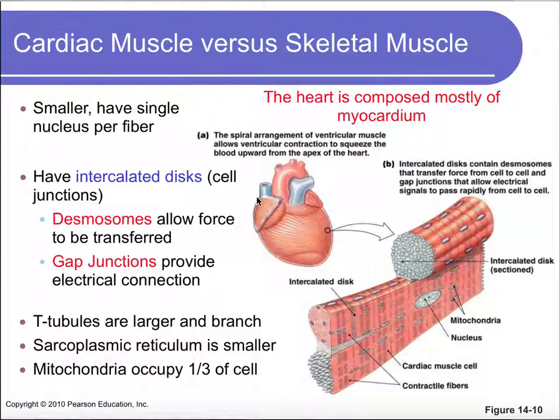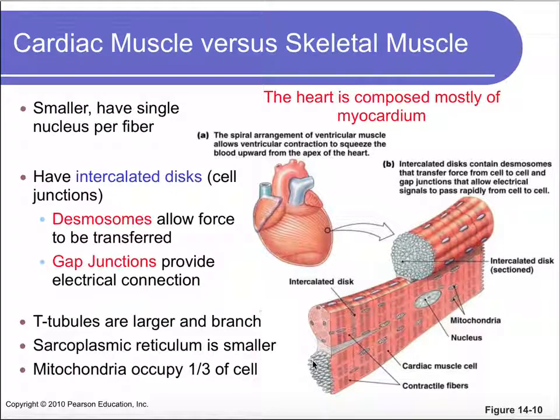Okay, all right, so let's take a look at heart muscle, cardiac muscle, and we'll compare it a little bit to skeletal muscle. So first of all, cardiac muscles are smaller than skeletal muscles. Skeletal muscle fibers, remember, are really long. Cardiac muscles are not so much. Also, whereas skeletal muscles were multinucleated, cardiac muscles are not. They have a single nucleus per muscle fiber, and it's located centrally.